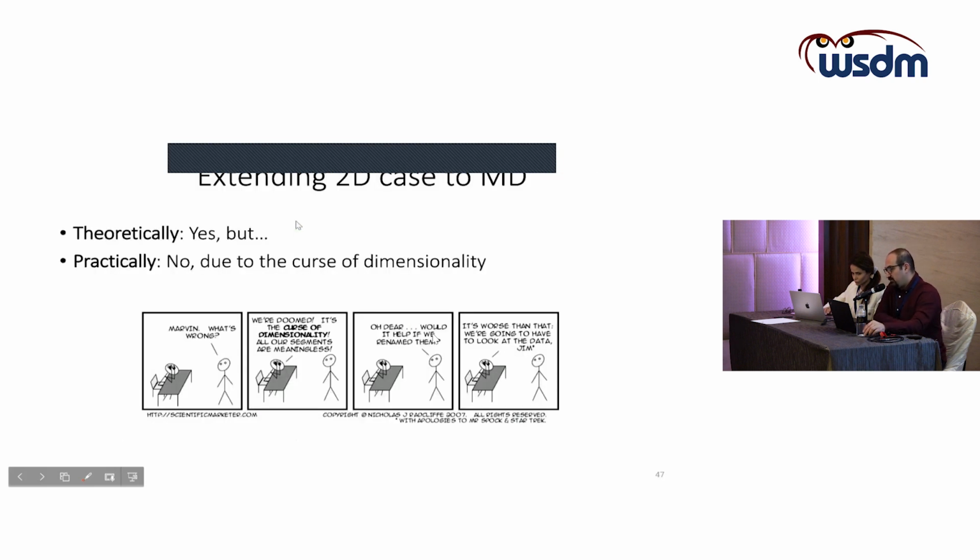What about extension from 2D to multiple dimensions? Theoretically, for a constant number of dimensions, you still can use Voronoi diagrams, but practically no, due to the curse of dimensionality. Then how to resolve the problem? We have a very interesting learning algorithm based on the concept of epsilon nets. We have a few theoretical negative results and some practically interesting algorithms, which I'm not going to explain in the interest of time, but I encourage you to take a look at the paper.